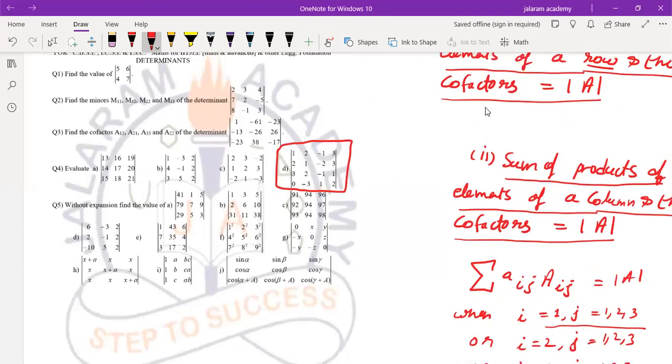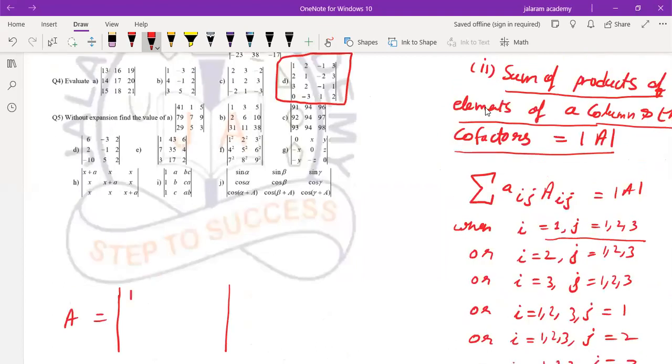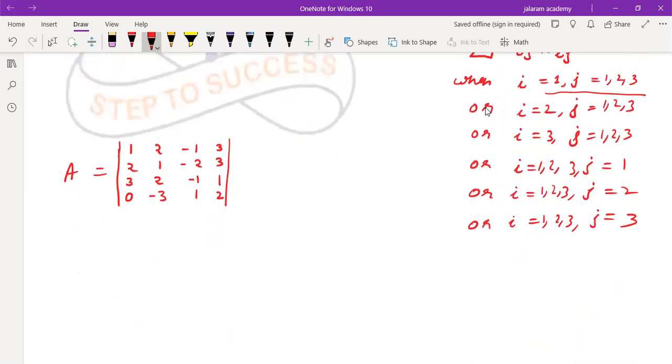First row 1, 2, minus 1, 3. Second row 2, 1, minus 2, 3. Third row 3, 2, minus 1, 1. Fourth row 0, minus 3, 1, 2. Okay, check it once. 1, 2, minus 1, 3; 2, 1, minus 2, 3; 3, 2, minus 1, 1; 0, minus 3, 1, 2. Now, if we expand it along column 1.